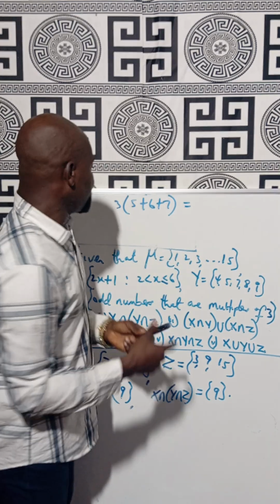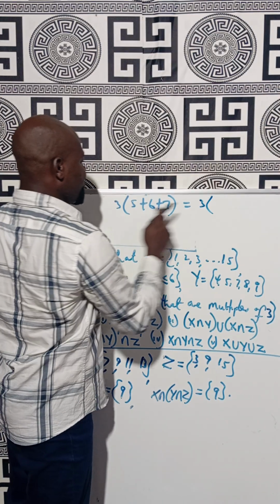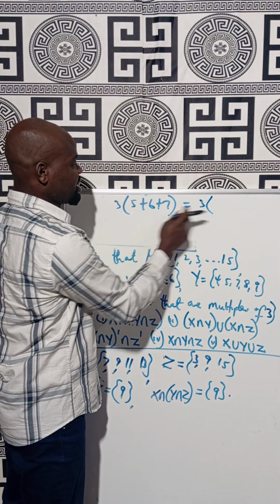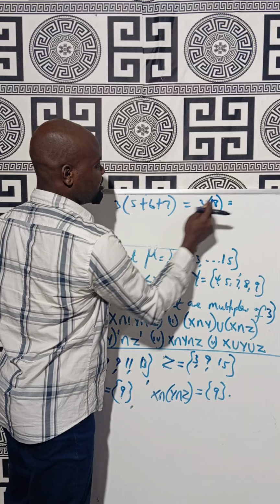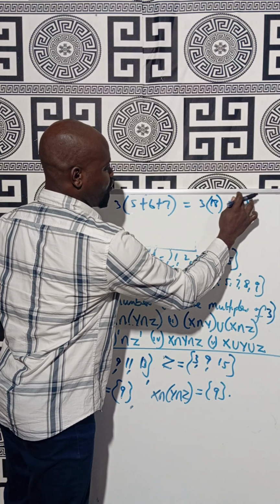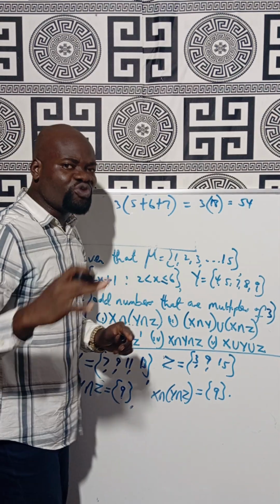Let's do it normally. So that's going to be 3 into bracket: 5 plus 6 is 11, 11 plus 7 is 18. So that's 3 times 18, that's 54. Now we can also do it this way.